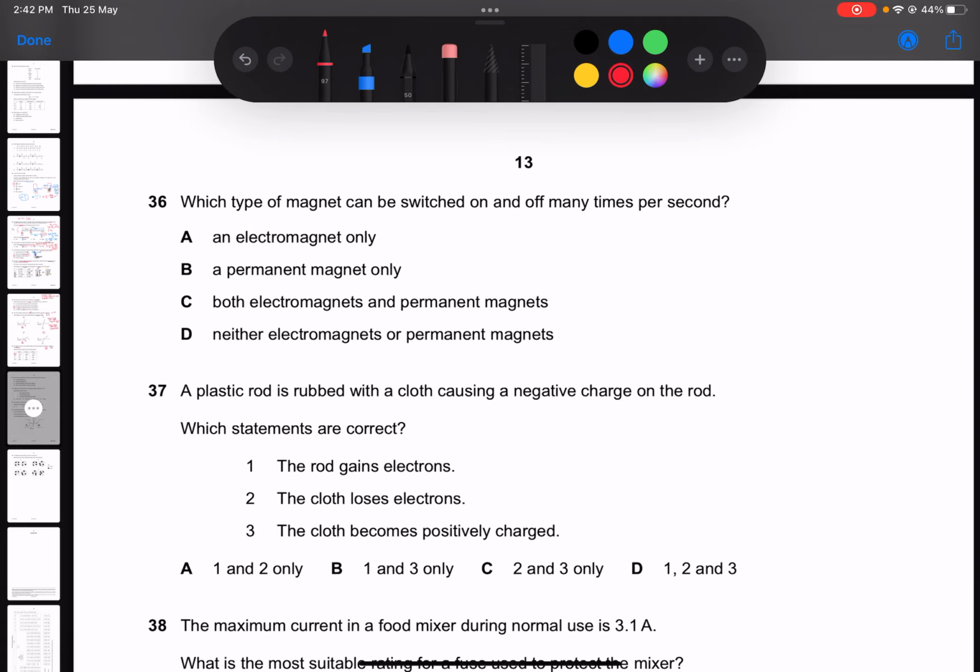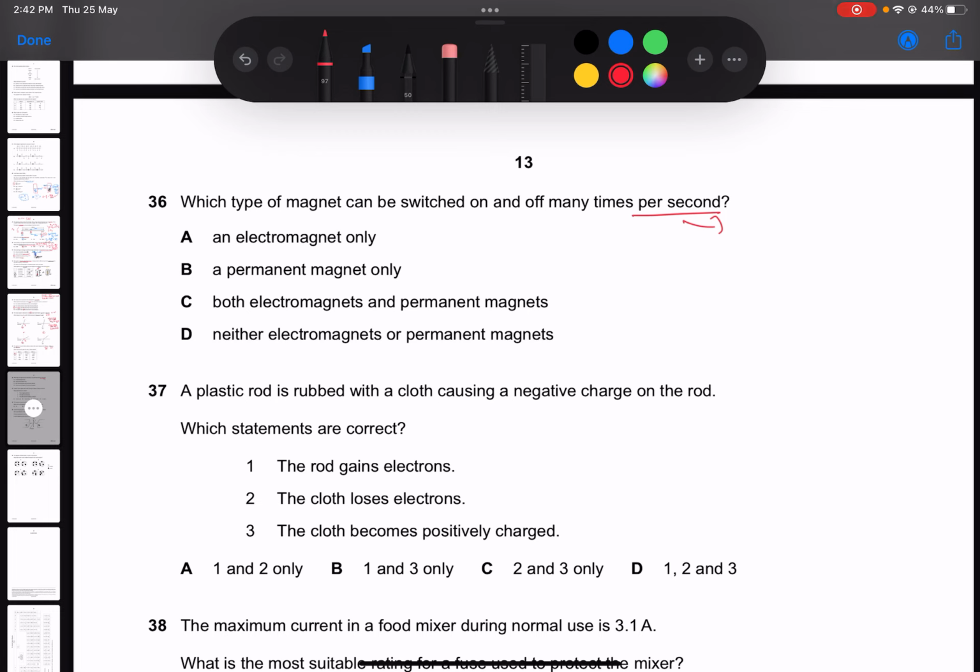All right, question number 36. Which type of magnet can be switched on and off many times per second? It means very fast, okay? Per second, let's say. The options are electromagnets only, permanent magnets only, both electromagnets and permanent magnets, or neither electromagnets nor permanent magnets.